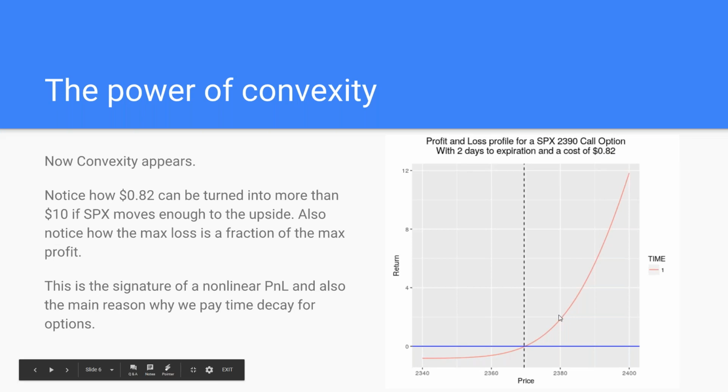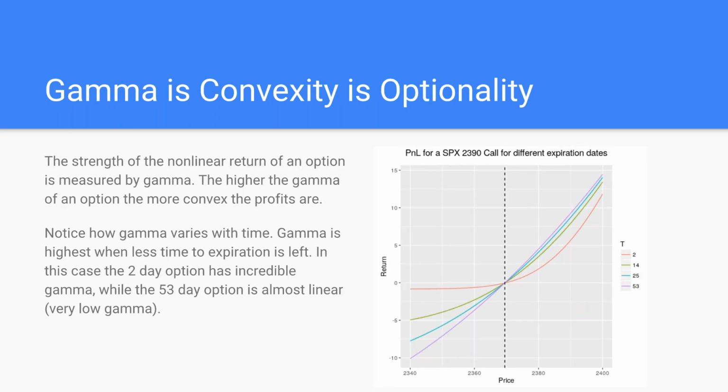And this is convexity, folks. This is optionality for you. And this is the power that only options can have. No other product in the market can deliver this kind of profits. So this is an idea of convexity. It's very powerful. Okay, so now let's talk about gamma. What is gamma then? Well, gamma is a measure of convexity. So think about it as a number.